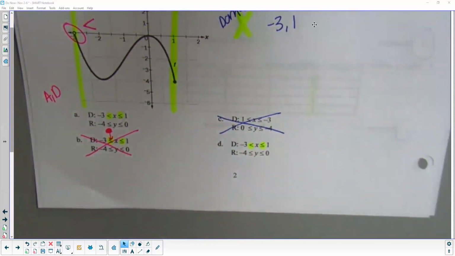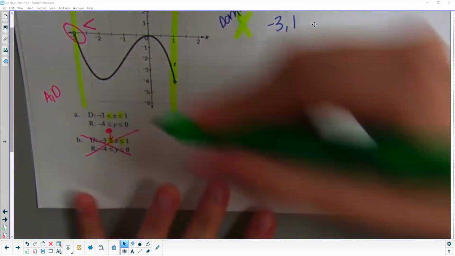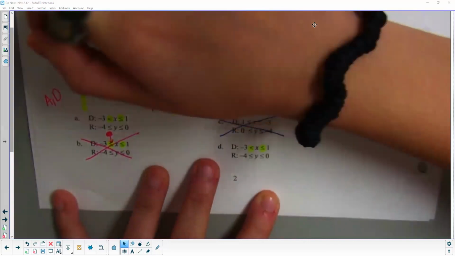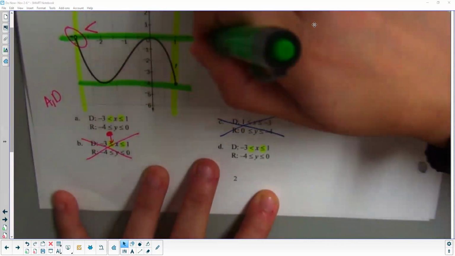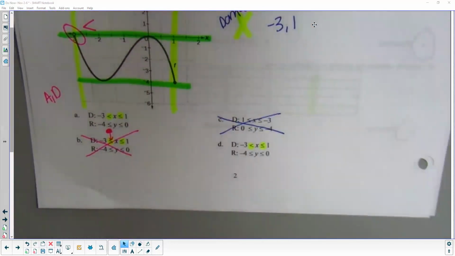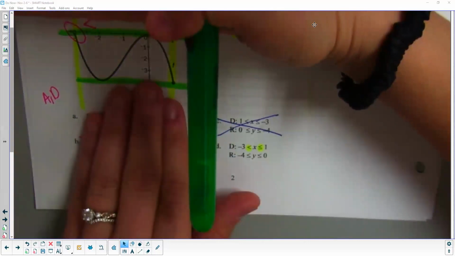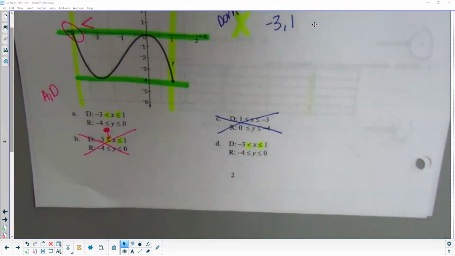Now, the reason why it goes from -4 to 0 is -4 is the lowest value, and our y value right here is 0, okay? So we don't care what happens in the middle. We only care about what happens on the far left and the far right, and how far up and how far down the graph goes, okay? And that kind of leads us into one of the short answer questions later on that we'll get to.